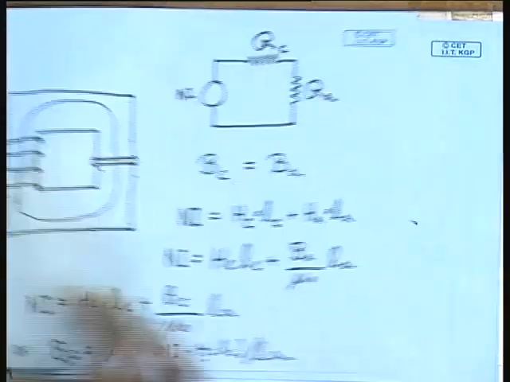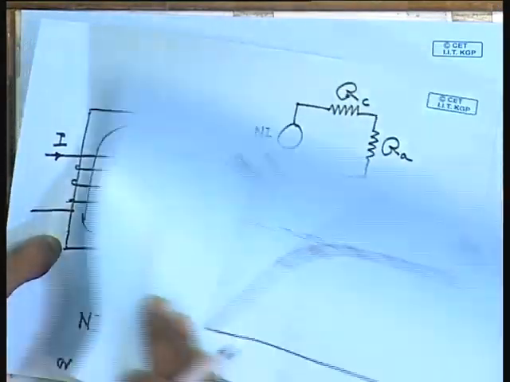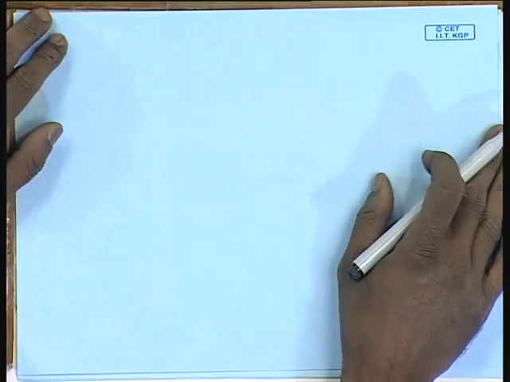At this point, we think that we have discussed sufficiently about magnetic circuit. So, we will move to a different topic, which is the induced voltage in a coil.